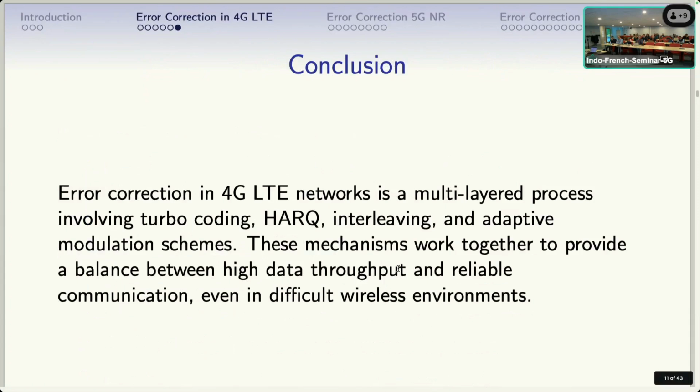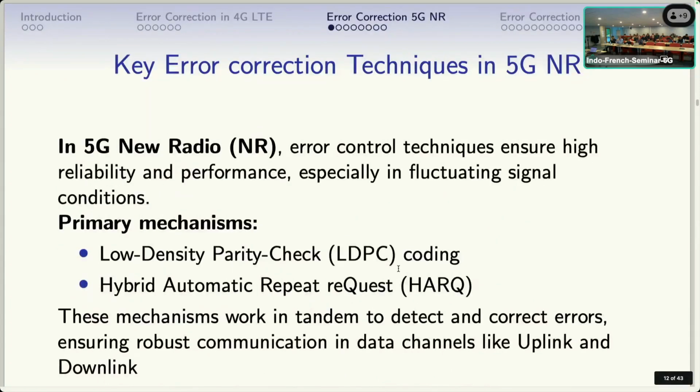So error correction in 4G LTE is a multi-layered process involving turbo code, HARQ and adaptive modulation scheme. One can see that it has changed tremendously when we come to the 5th generation technique, which is what we are going to see next. The key error correction techniques in 5G new radio: as I said, the game changer was the LDPC code, and a slightly modified HARQ request has been employed.